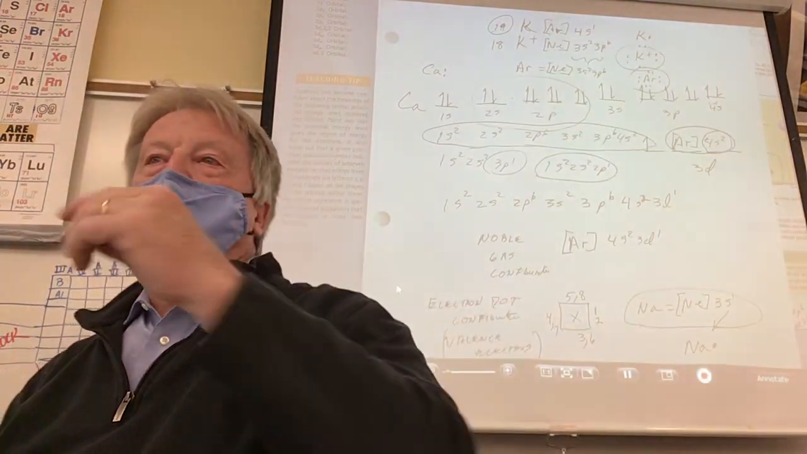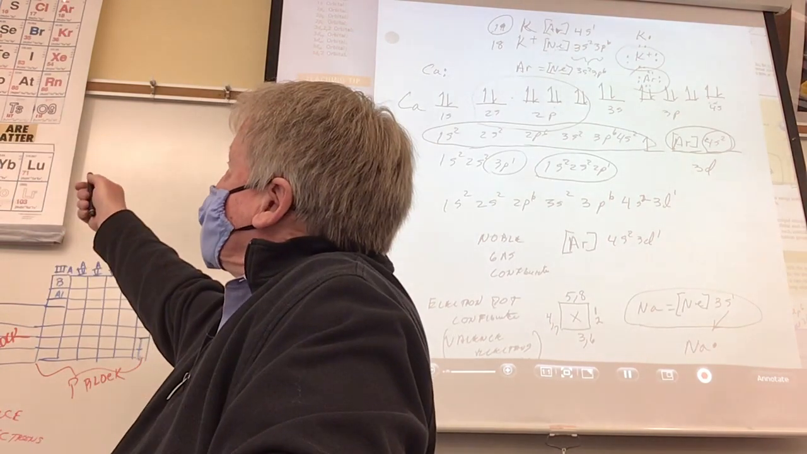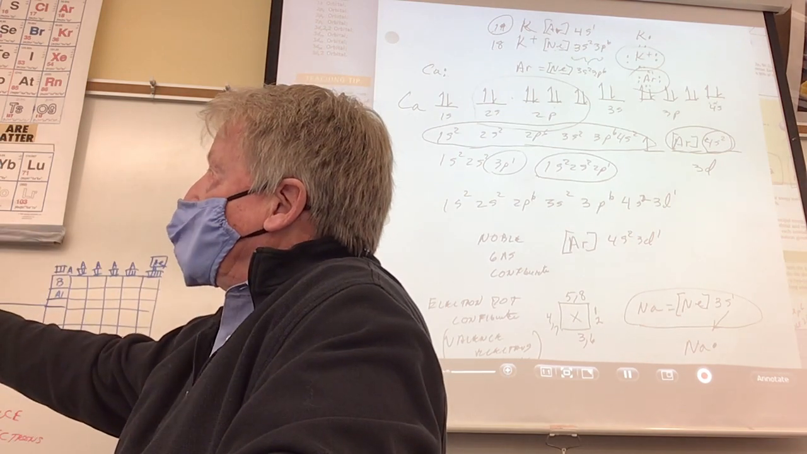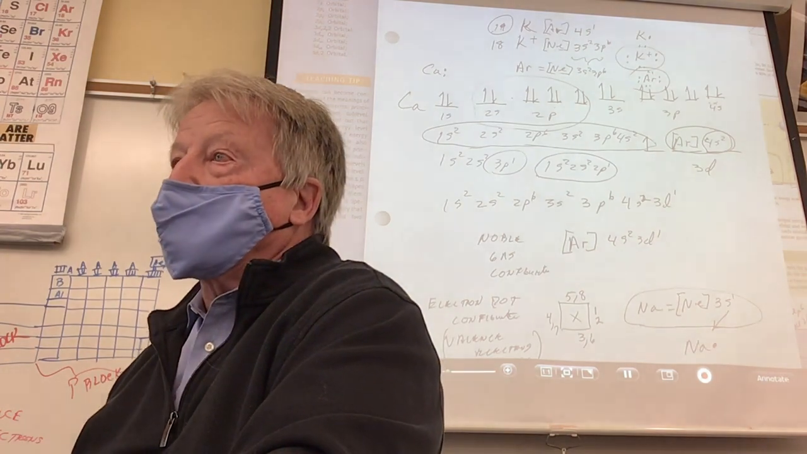How do you know you didn't put the next electron in 3D? I look at the periodic table. The periodic table tells me that after electron 18, they put the 19th in the 4s1. That's weird. What happened to 3D? Well, I guess you're ignoring it.